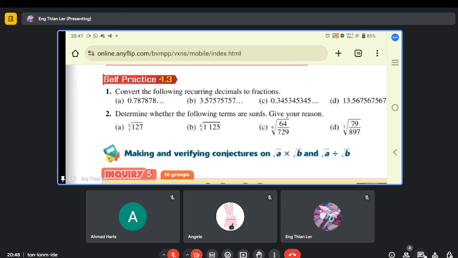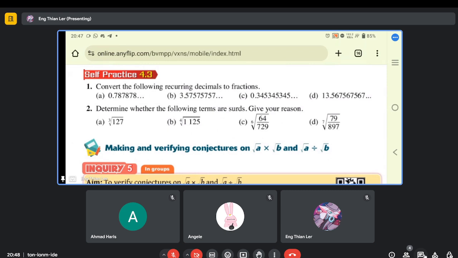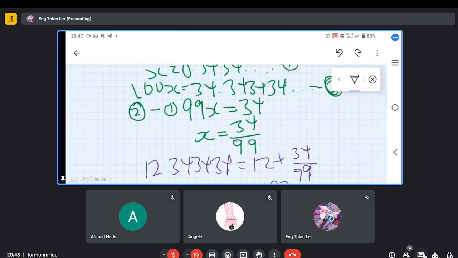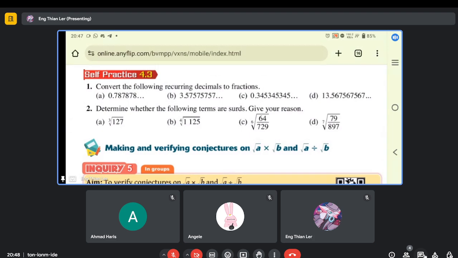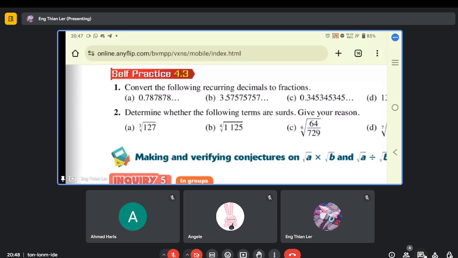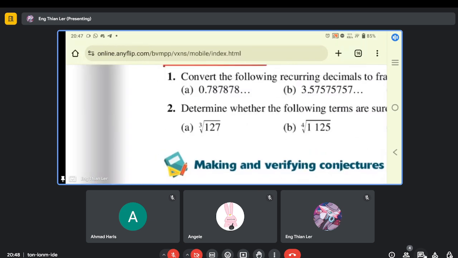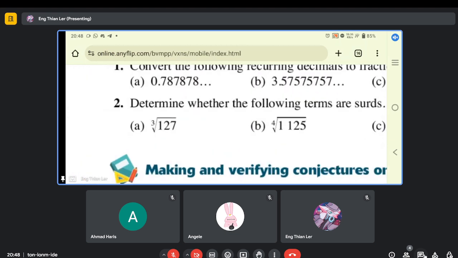Oh wait, we can do this. We can do 4.2 question 3. We need to determine, I think I can just do it here. So look at A, the cube root of 127. Determine whether the following terms are surds, and give a reason. Very obvious. 127 is a surd because the cube root of 125 is 5, so if you add 2 to the number, you will get 5 point something. And this is a surd, so we know that A is a surd.